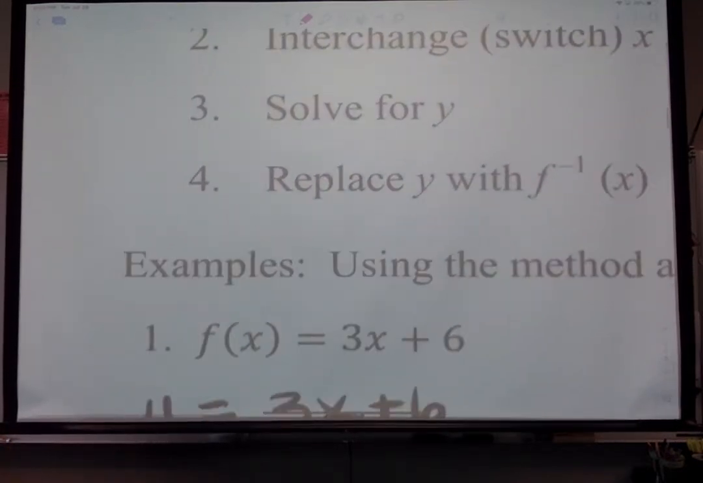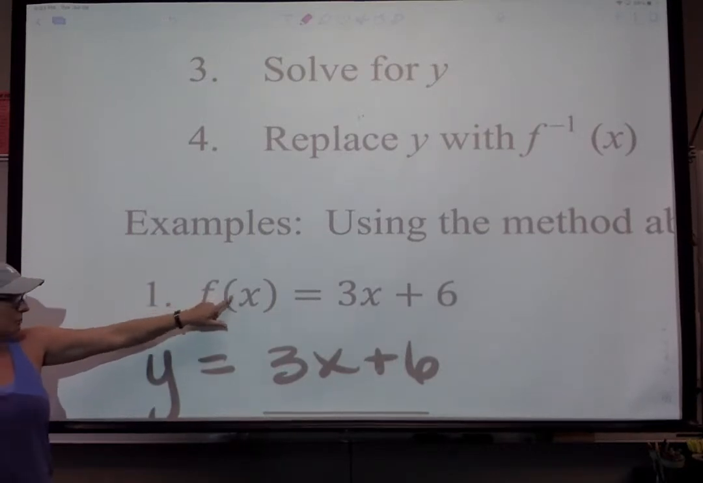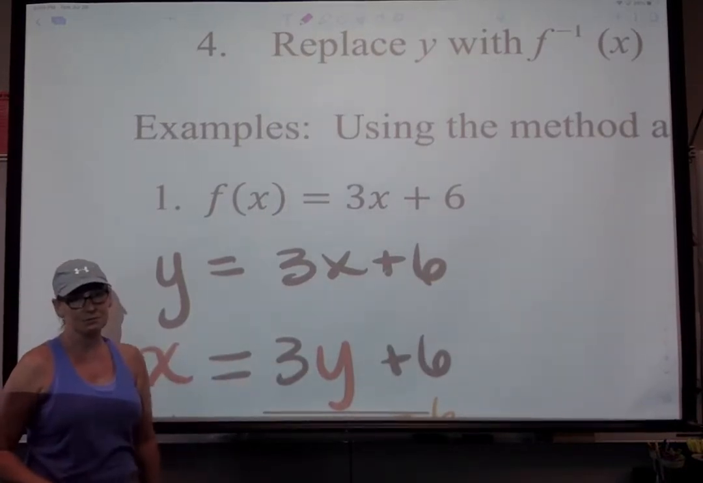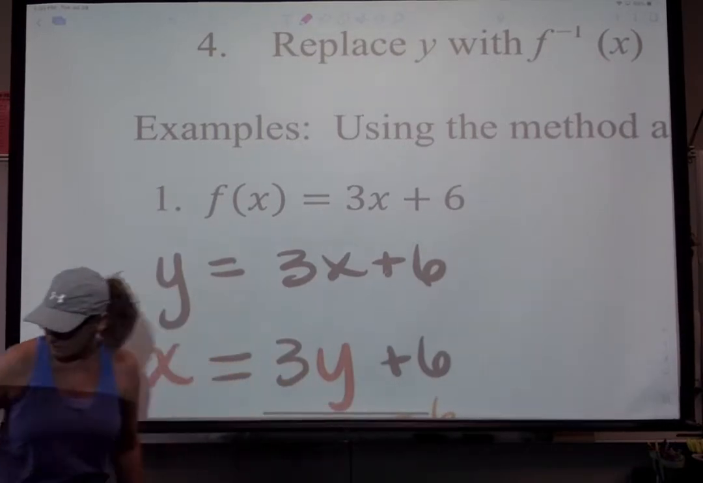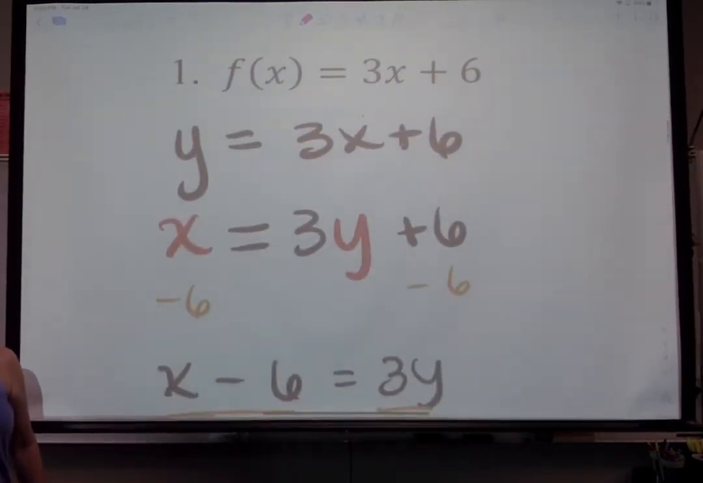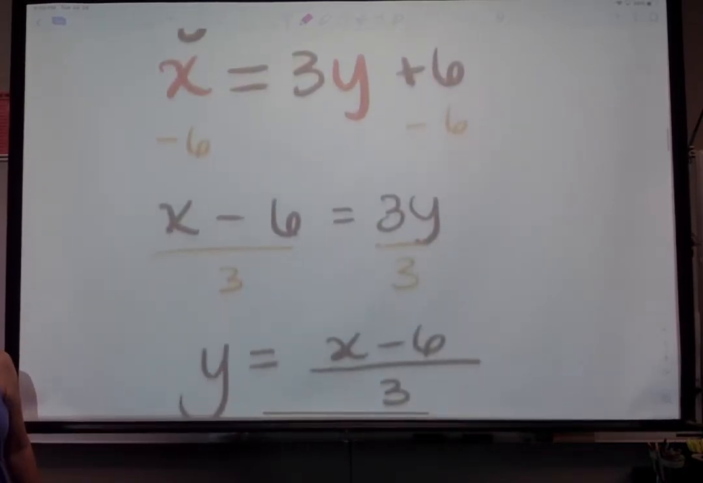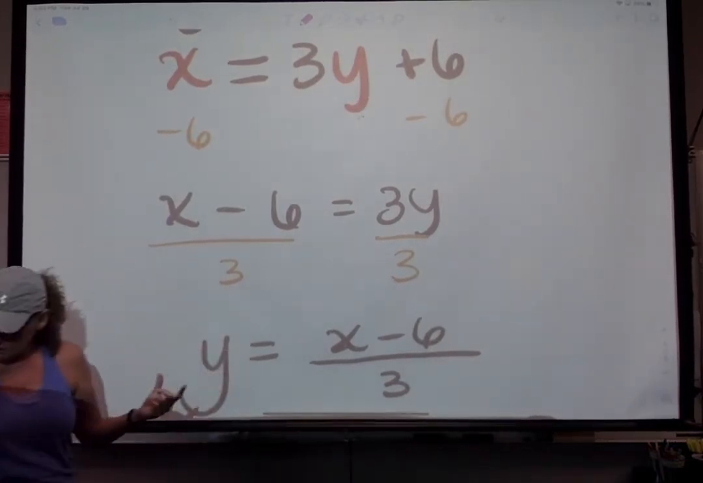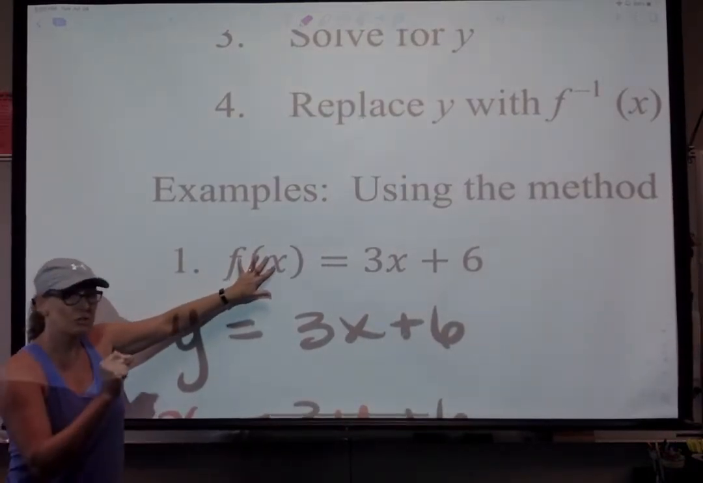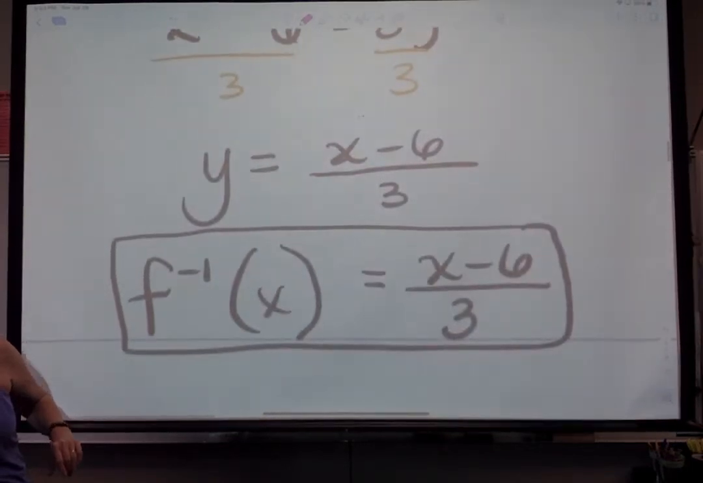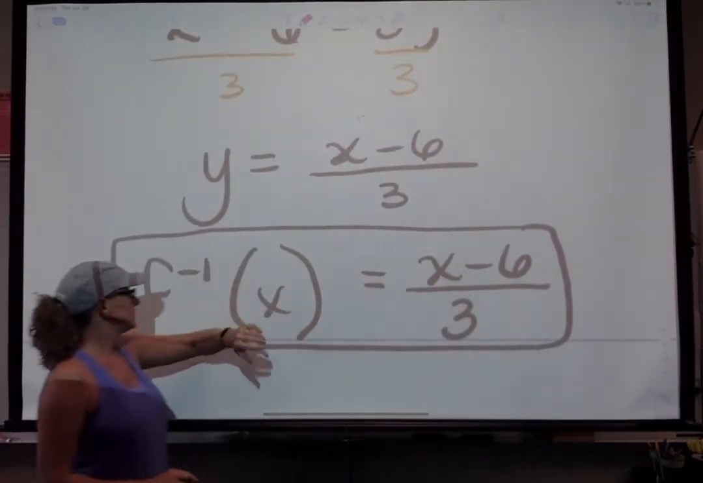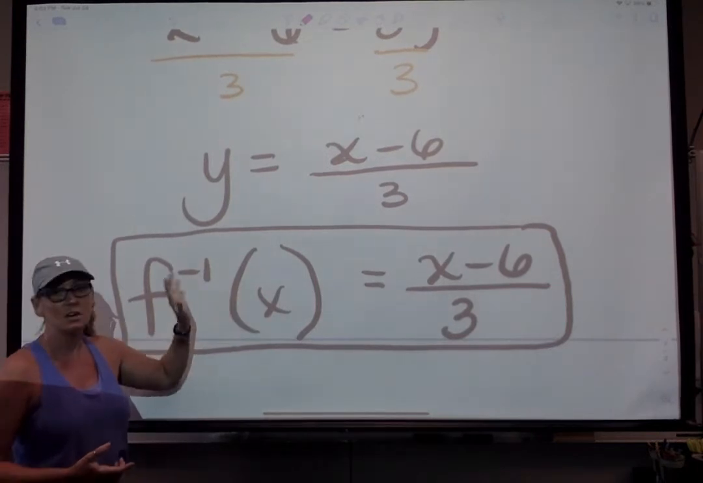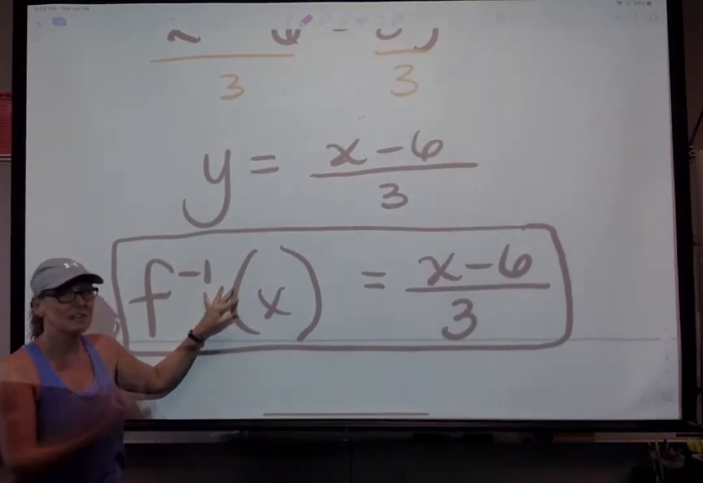Here we go. First one. Step one, I replace this with y. Easy. Step two, swap your x and your y variables. Step three, get this by itself. So you can see I subtracted 6 from each side, divided both sides by 3, and that's what I got. Final step, label this appropriately. So if this was the original f, then this is the inverse of f. We just changed that to f inverse of x. Function notation, inverse labeling.